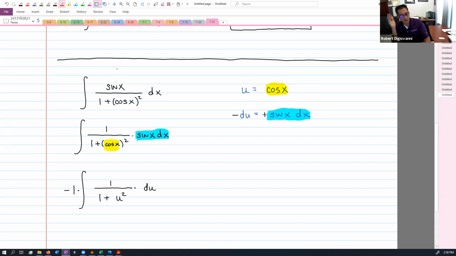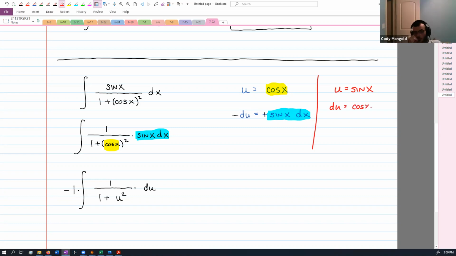Now, before we proceed, I want to point something out. What if, instead of doing this substitution, I had let u be sine x? If u is sine x, what's the derivative of that? What's the derivative of sine? Cosine of x, dx. And I see a cosine, right? But what's wrong with that? It's on the bottom.